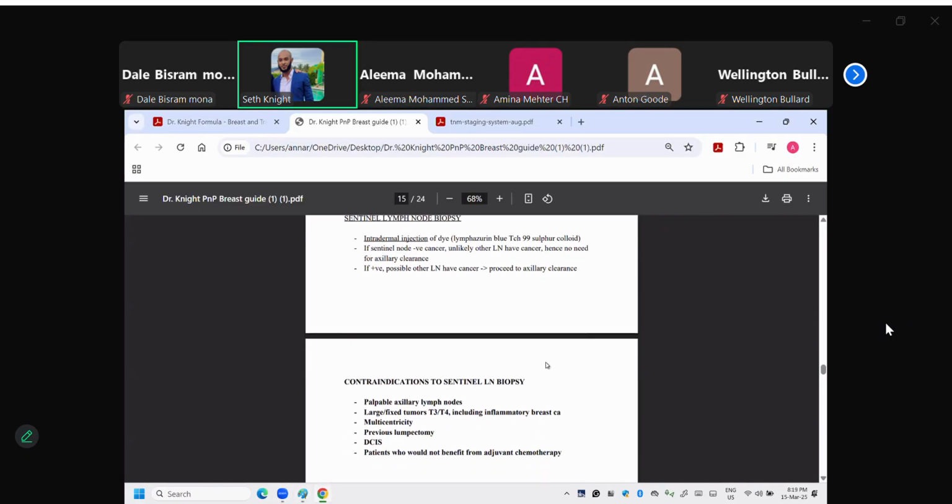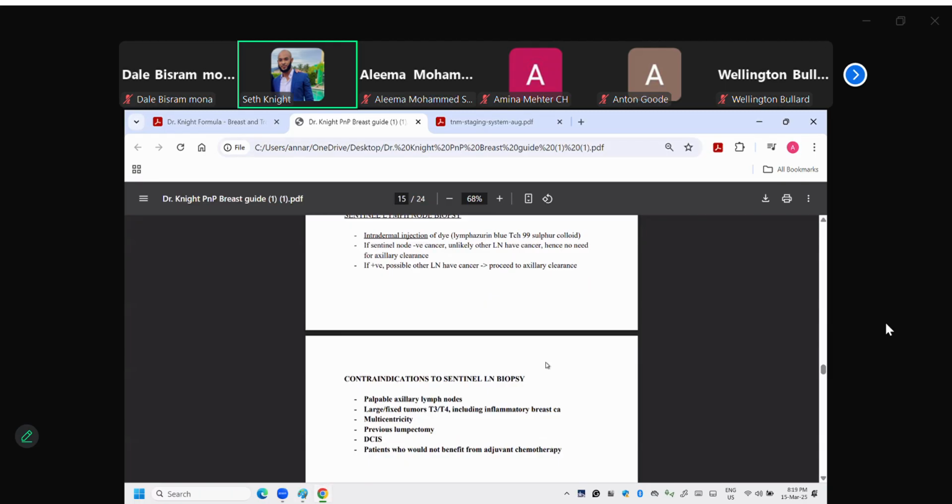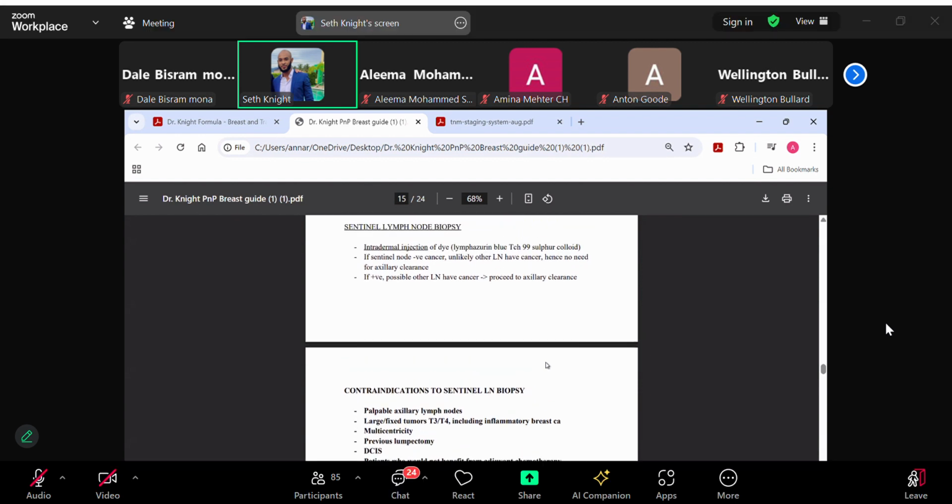But there are contraindications to sentinel lymph node biopsy. Palpable axillary lymph nodes: it means the cancer has spread, so we don't need to do this biopsy. A large fixed tumor, T3 to T4, or inflammatory breast cancer is a contraindication. Also multicentricity, a previous lumpectomy, DCIS, and any patient who would not benefit from adjuvant chemotherapy. Because if the patient has positive lymph nodes, they will likely get chemotherapy and radiotherapy post-op. So know these contraindications to sentinel lymph node biopsy.